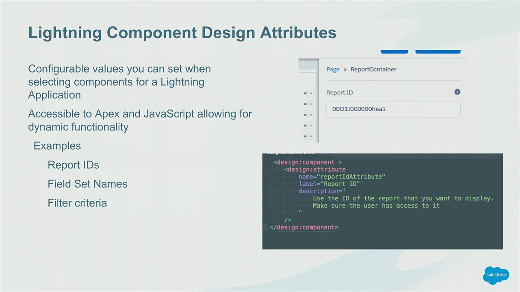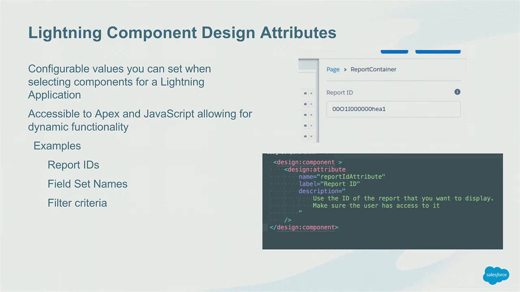The cool thing about these is that they're accessible via JavaScript and Apex, so you can write dynamic functionality. So on the top there, I have the report ID, which is what we're going to use later. And that report ID was configured by that design component on the bottom. So that design component lets me configure what appears on the front end. And then the component passes that information to your JavaScript and your Lightning component, which can then pass it to your Apex. So for developers out there, just remember design components. That's where you look to add these things.